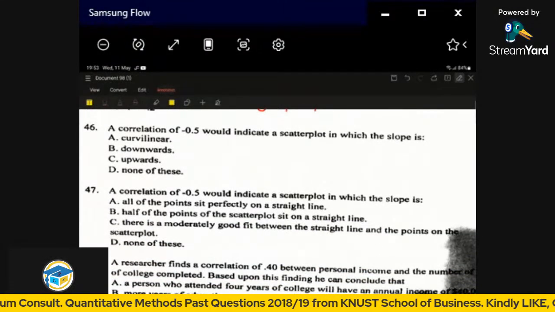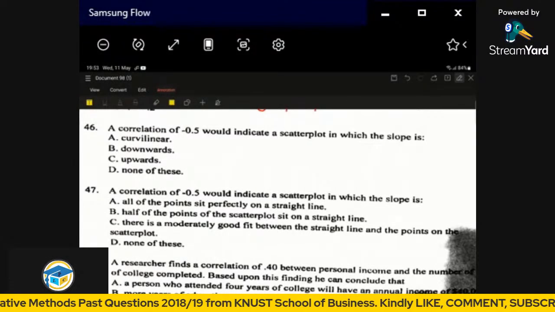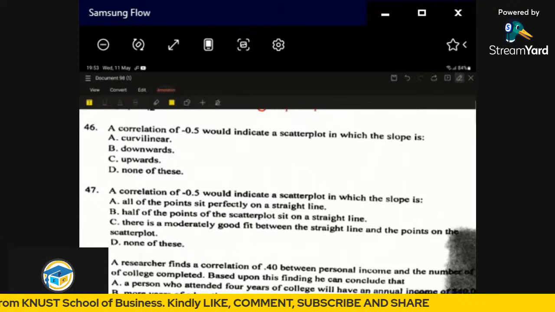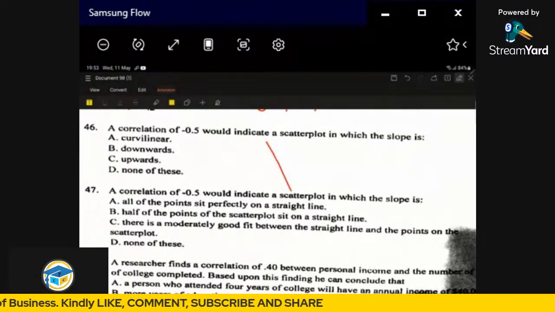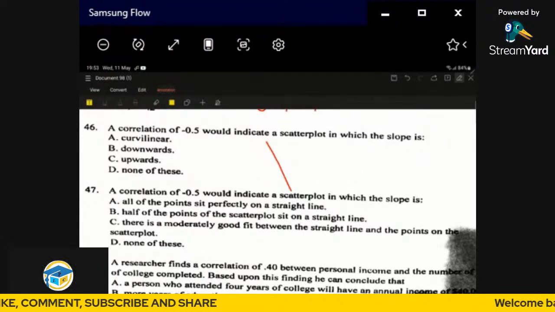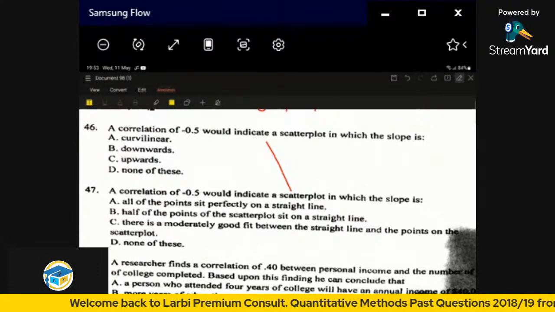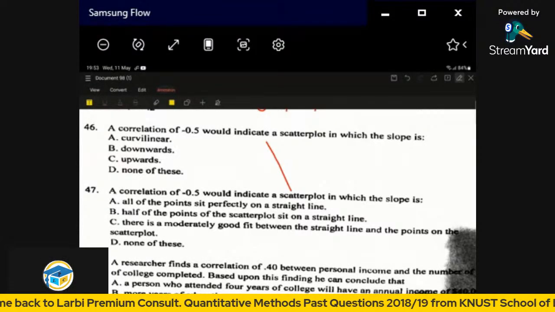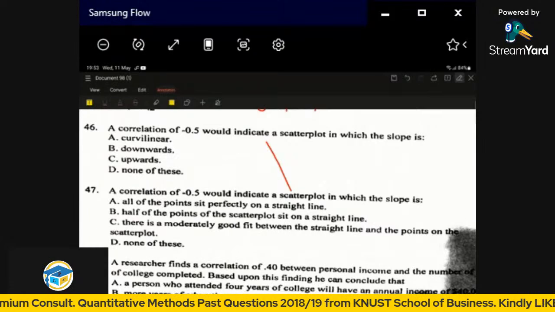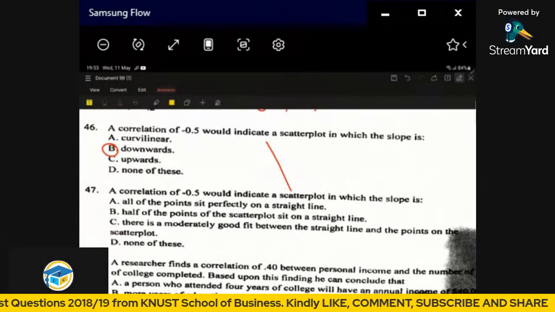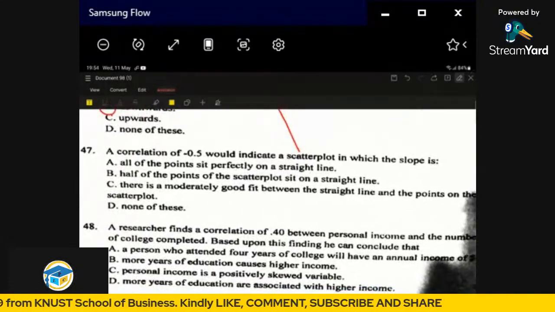A correlation of negative 0.5 will indicate a scatter plot in which the slope is... So here is a downward slope. Sorry, a downward slope. Is that okay? When you have a correlation of negative 0.5, this indicates a downward slope, more like a negative correlation. Is that okay? A negative correlation is going to be indicated by what we call a downward slope. That's option B, a downward slope. So let's take note of that. Now let's go on to question number 47.